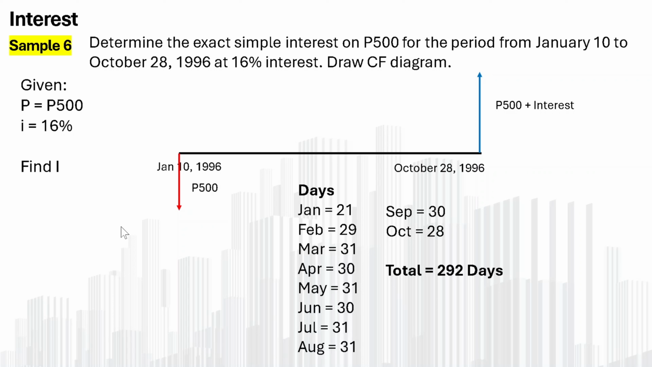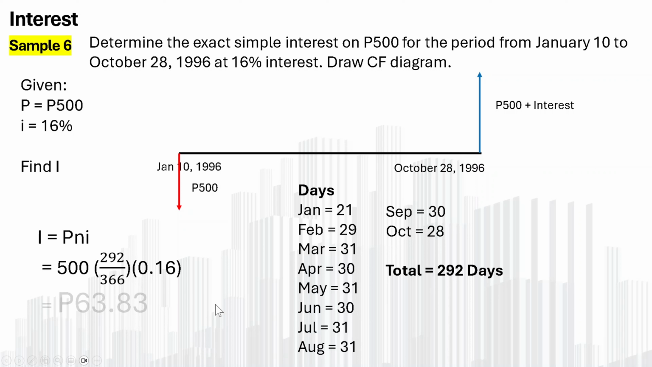And what we do here with this 16%, we will definitely be using this formula. The interest is equal to the product of P times N times I, which is 16%. The number of periods here is simply, just like any simple interest, converted on a per year basis. Since it is exact, that will be 292 days divided by 366, because it's a leap year. If it is not a leap year, we will just be counting it as 365.